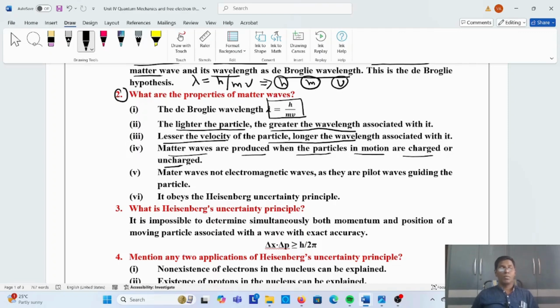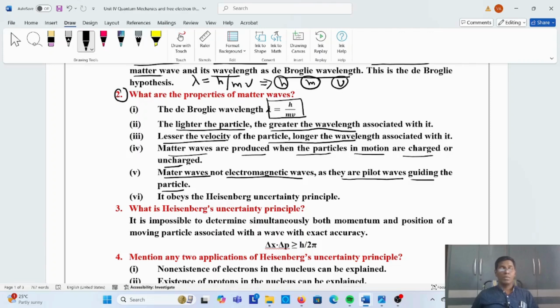And another property, the matter waves proposed by de Broglie are not at all electromagnetic waves. Electromagnetic waves are different, matter waves are different; the meaning is that the two are not the same. So what is the meaning of matter waves? Matter waves are the pilot waves which are guiding the particle. That is the meaning of matter wave.